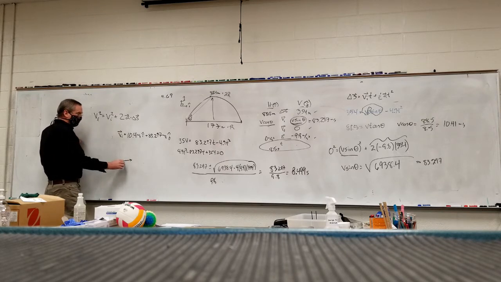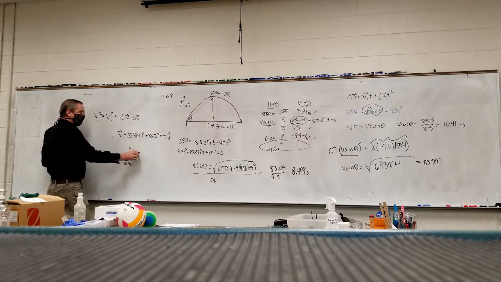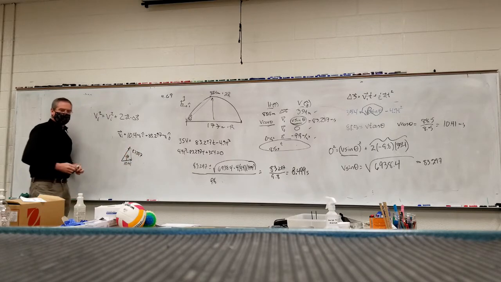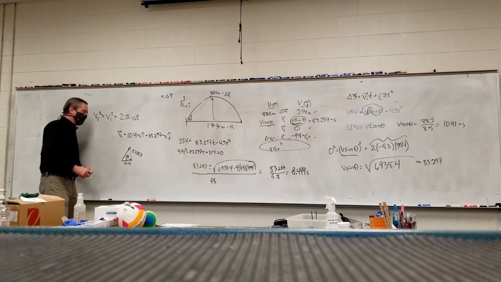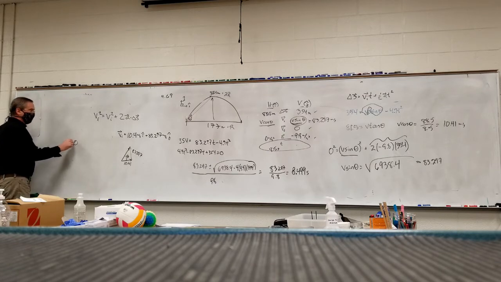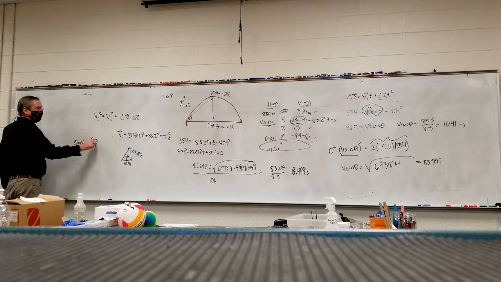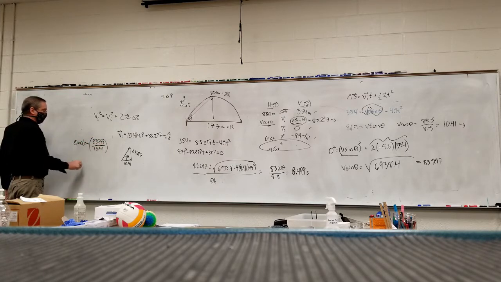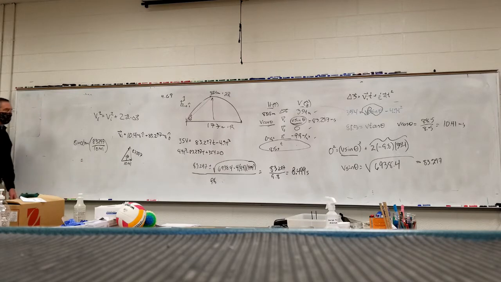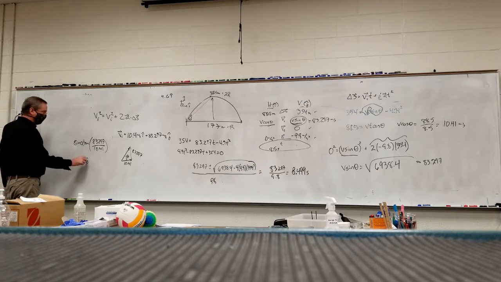now we can do the arctan stuff. 10.41 this way, 83.297 that way. That's the angle that I believe the question is asking. And so theta is the arctan, 82.9 degrees.